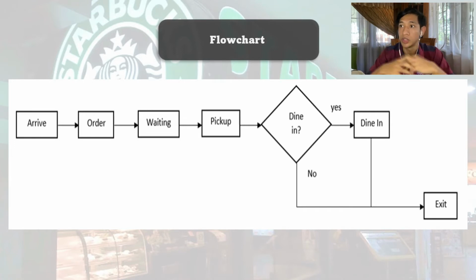After picking up the order, customers will choose whether to dine in or just take away their food or drinks. If the customer chooses to dine in, they will sit at any table that is provided inside the Starbucks, while the takeaway customer will leave the premises. After the dine-in customer is done eating, drinking or hanging out with their friends, they will leave the premises. That's all about the flowchart.